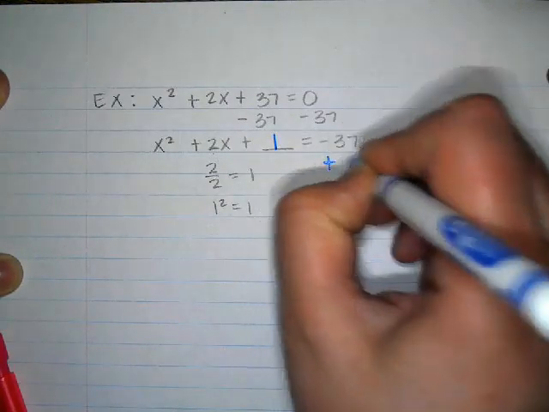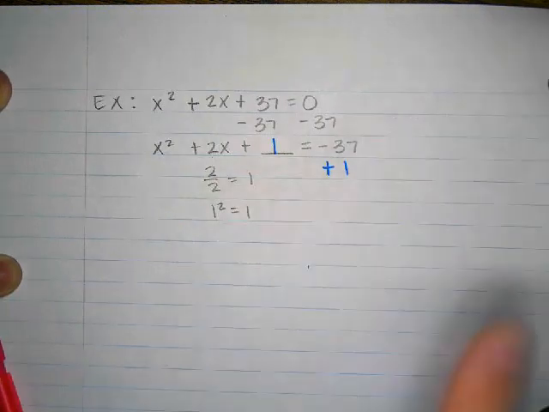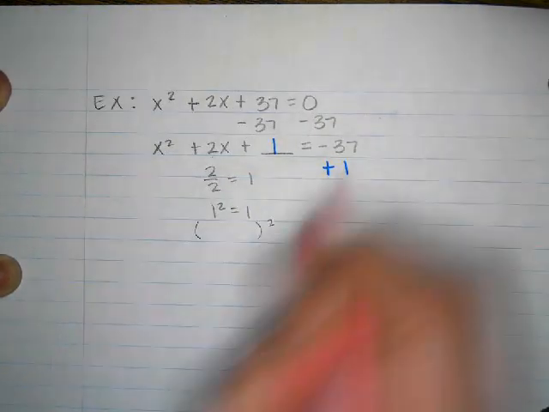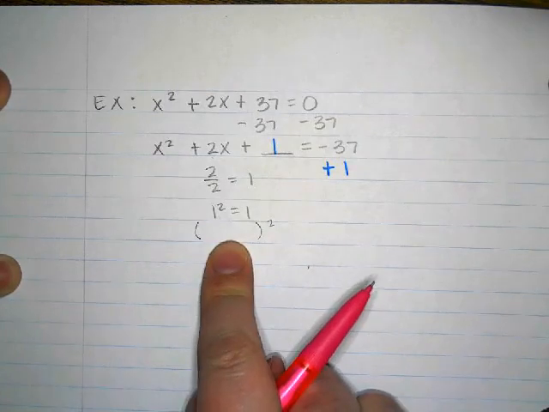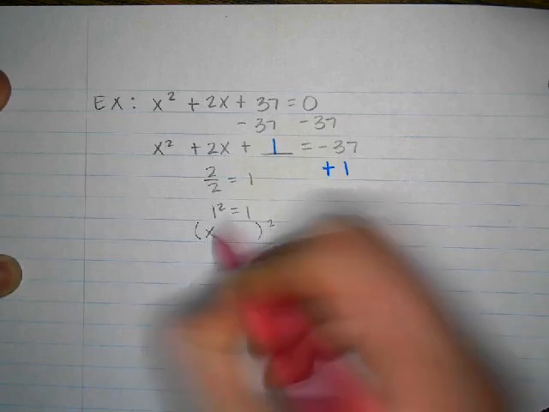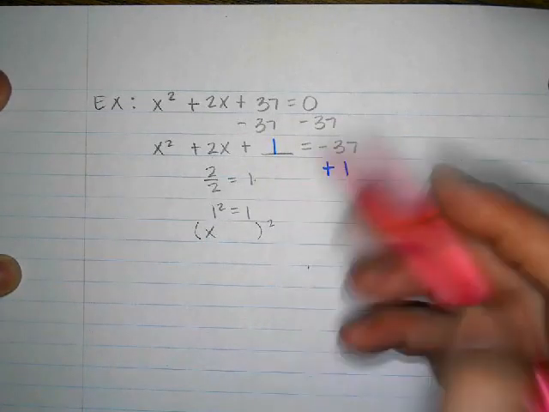And now I'm going to try skipping the factoring part. I'm going to use my little shortcut. What goes in the parentheses squared, plus 1? So I'm going to put x, and then because I got a 1 when I divided by 2, that's what goes in the parentheses. x plus 1 squared.